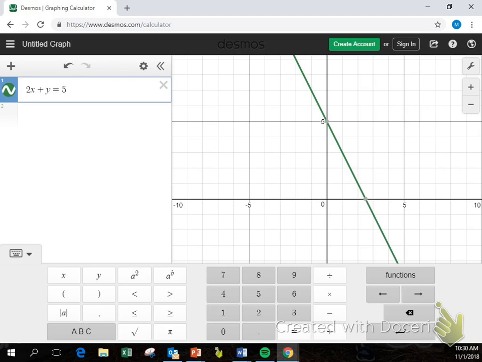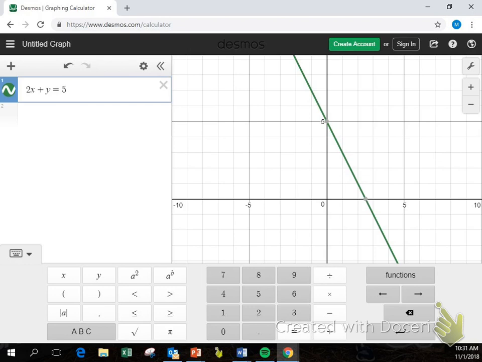Remember the three forms we talked about at the beginning? Point slope, slope-intercept, standard. Which one is this? Standard. Was it necessary for us to change it to slope-intercept before we plugged it in? No. That's the beauty of Desmos. So, in standard form, we have a line.